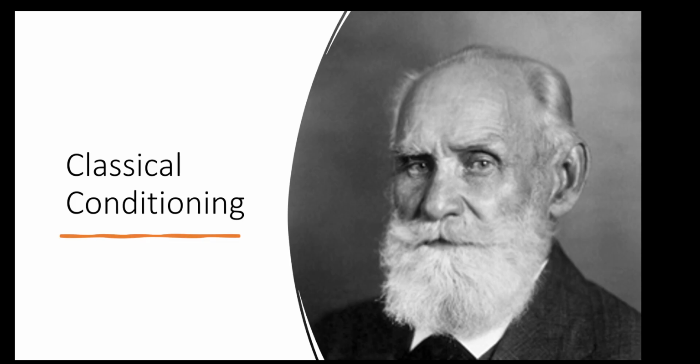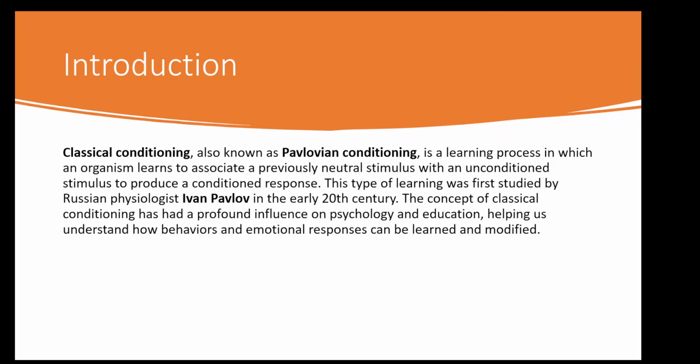Let us see classical conditioning. Introduction. Classical conditioning, a Pavlovian condition, is a learning process in which an organism learns to associate a previously neutral stimulus with an unconditioned stimulus to produce a conditioned response. This type of learning was first studied by Russian psychologist Ivan Pavlov in the early 20th century. The concept of classical conditioning has had a profound influence on psychology and education, helping us to understand how behaviors and emotional responses can be learned and modified.